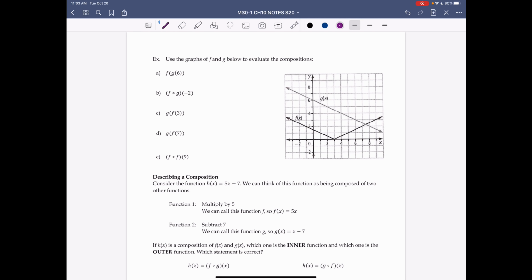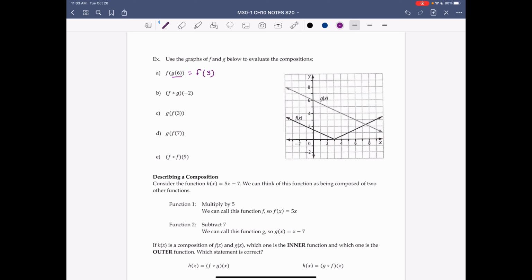Use the graphs of f and g below to evaluate the compositions. F of g of 6. So as we said before, we always start with the inner function. So let's look at the graph of g of x when x equals 6. X equals 6, go up to the graph of g of x. What is the y value at that point? It would be y equals 3. So then this becomes f of 3 because g of 6 equals 3.